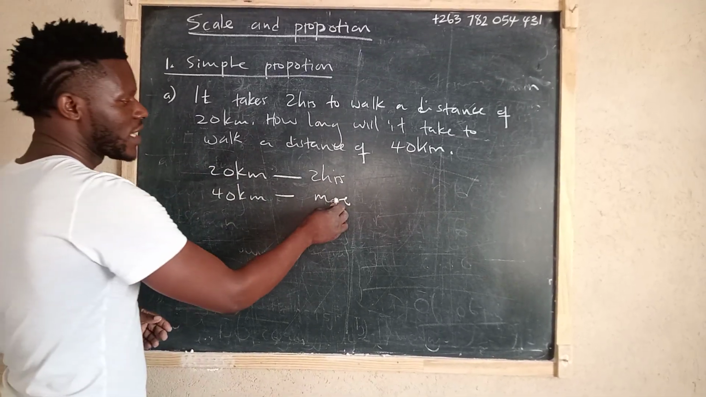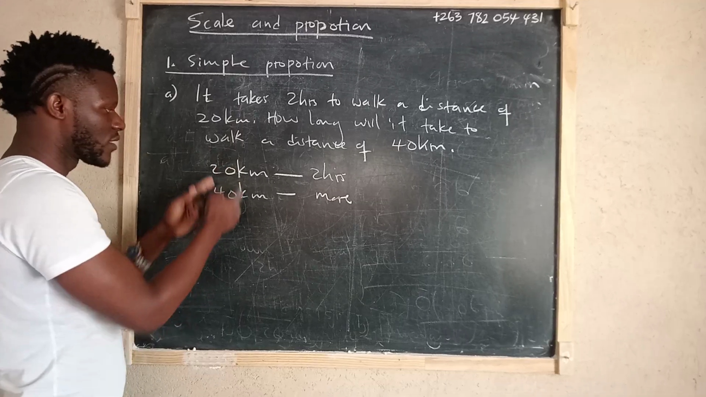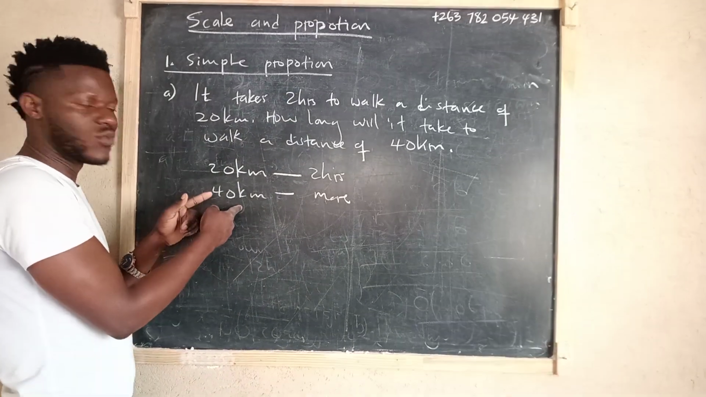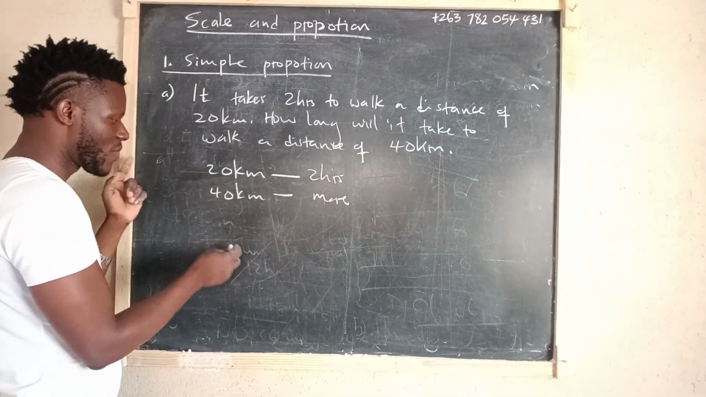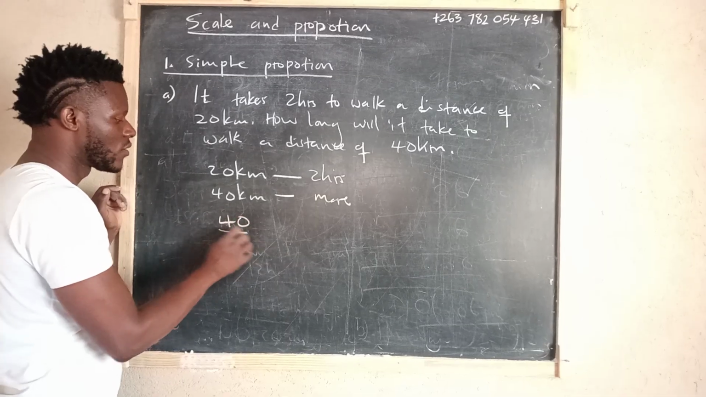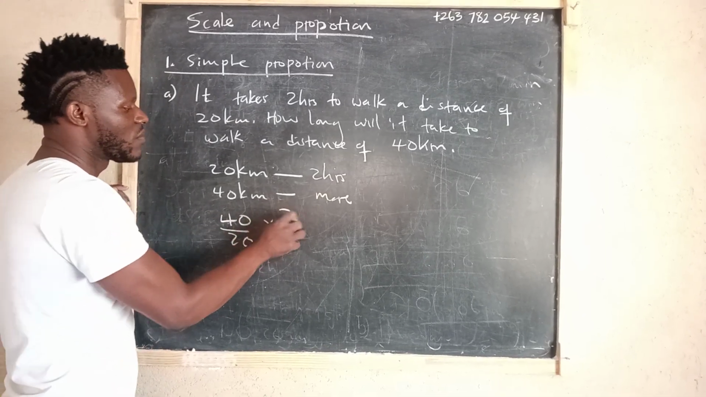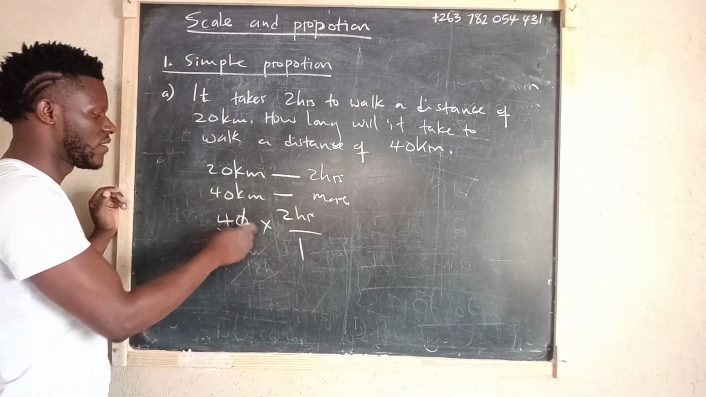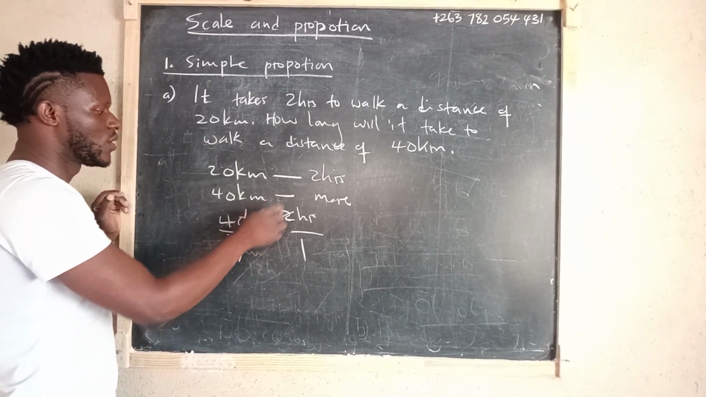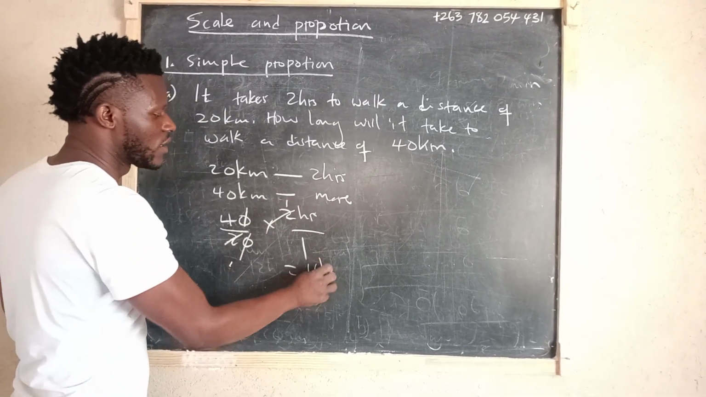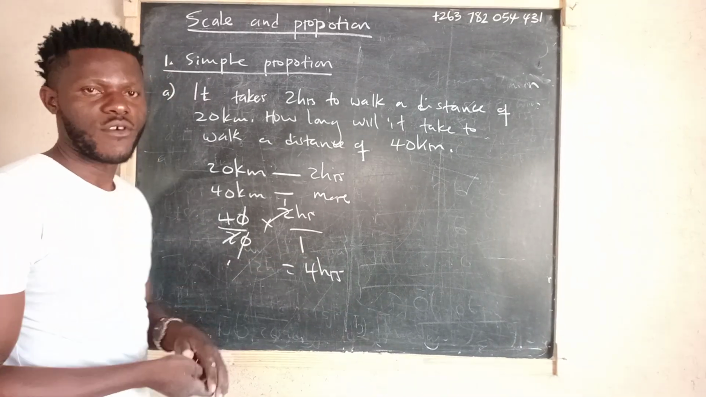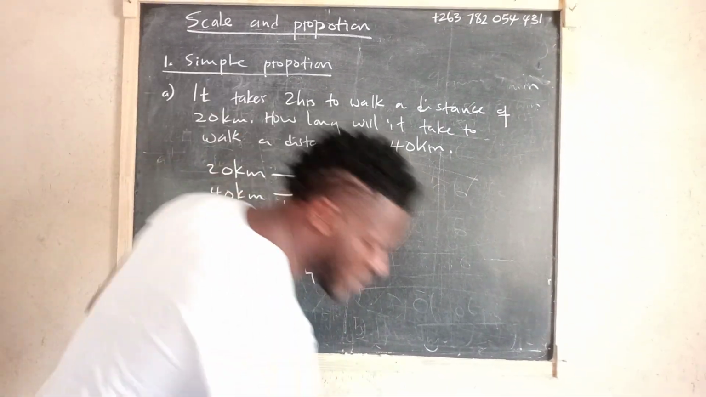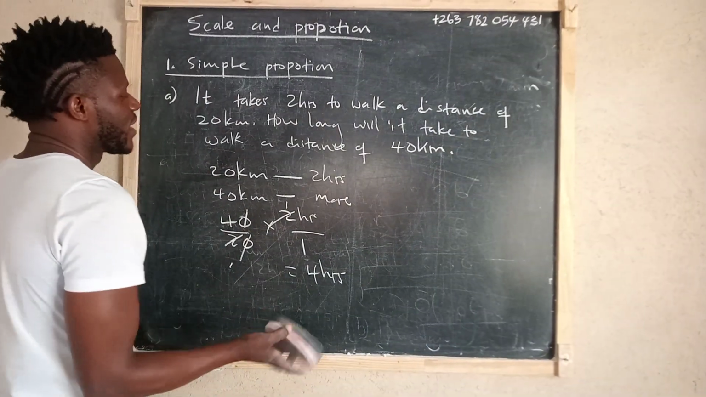So if you want a bigger answer, among these units you put the bigger number on the numerator. That is 40 over 20 multiplied by 2 hours. Then you simplify, 2 into 2, 1, and you will get 4 hours. We call it simple proportion. It's very simple and very important.